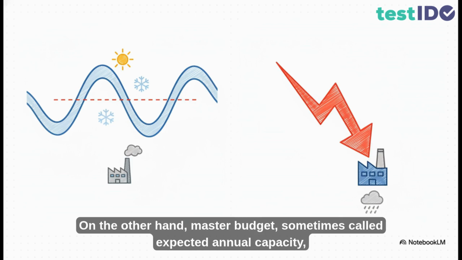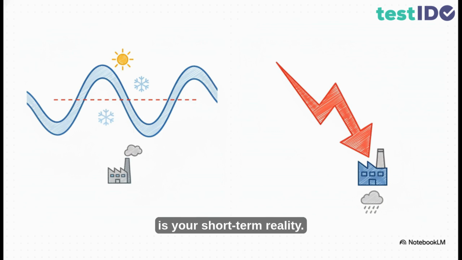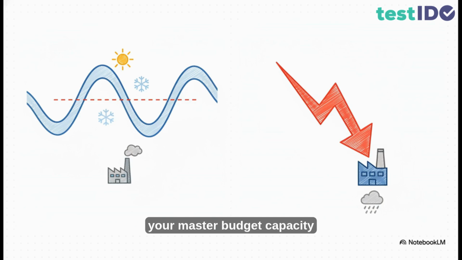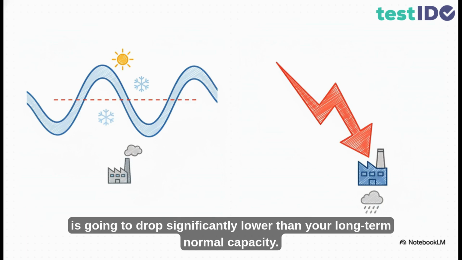On the other hand, master budget, sometimes called expected annual capacity, is your short-term reality. It is based strictly on next year's sales forecast. So if a severe recession is projected to hit next year, your master budget capacity is going to drop significantly lower than your long-term normal capacity.